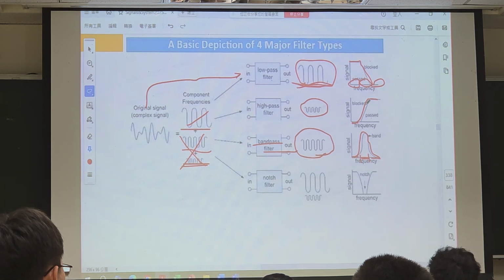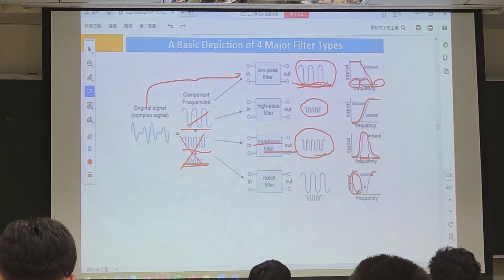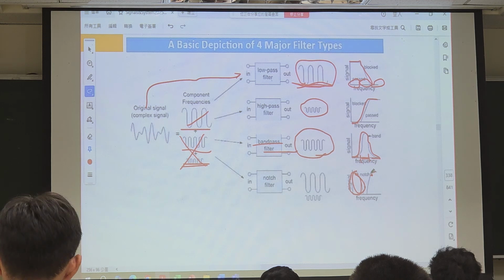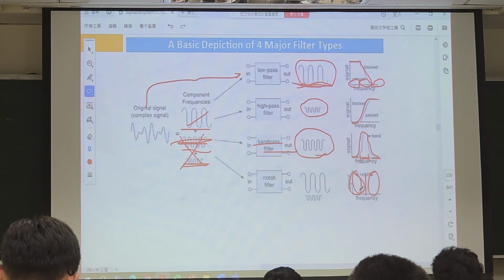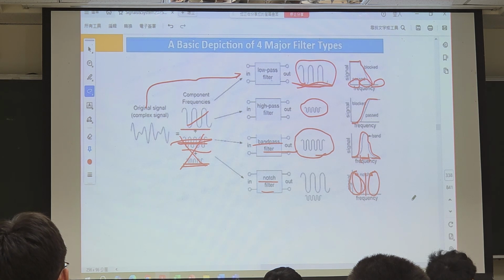Okay? Now, alternatively, what if I allow low frequency components to go through, allow high frequency components to go through, but I want to kill the middle one? I don't want this middle one to go through. Then I should choose the band stop, or sometimes we call that band reject.